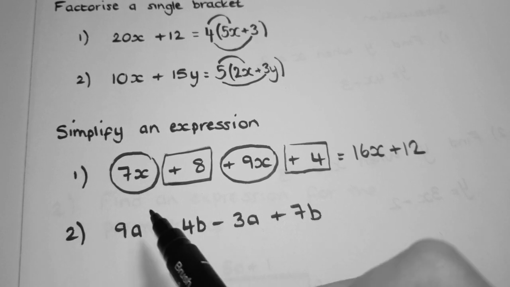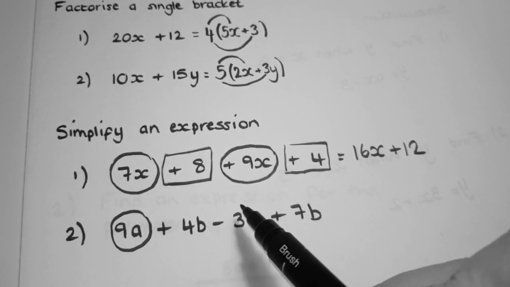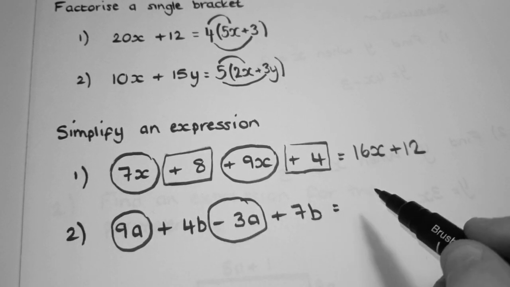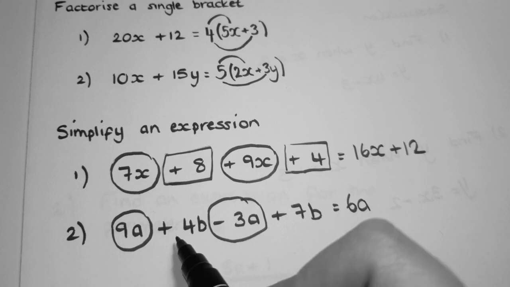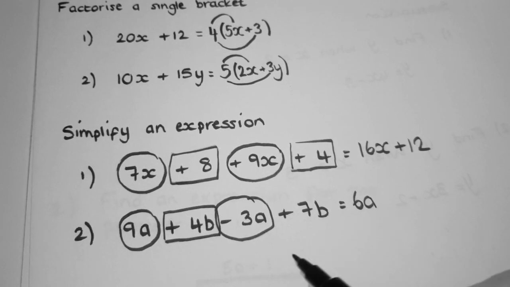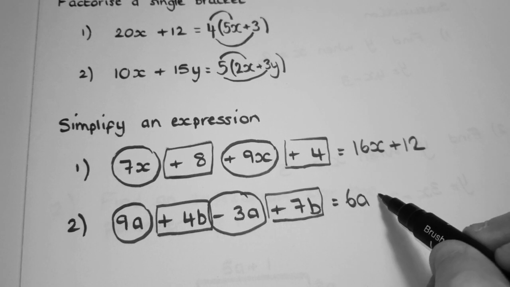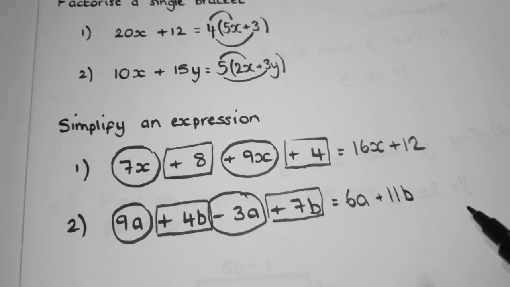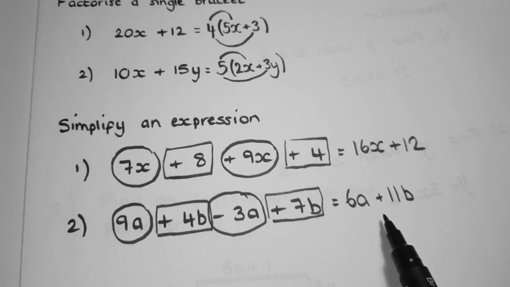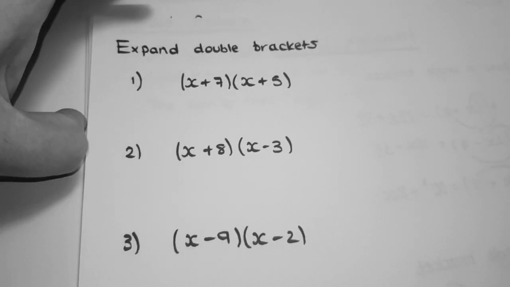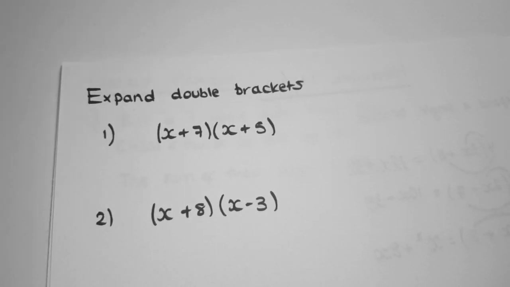Okay, if I look at the next one, I've got 9a and a minus 3a this time. So 9a take away 3a is 6a. And then I start at a positive 4b and I add on another 7b. So 4 add 7 is going to give me 11b. And that's it. It can't get any simpler than that because it's got different letters in. Right. If we then move on to expanding a double bracket.